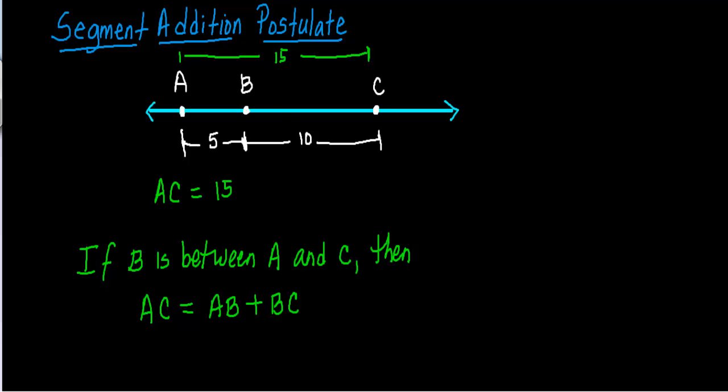Now notice that when it says that if B is between A and C, it does not mean that B is directly in the middle. Okay? So A can be here, B can be all the way over here, and C at the end. It doesn't mean that B is right in the middle of this segment. It can be anywhere between A and C. So there's your segment addition postulate. Now we're going to do some examples.